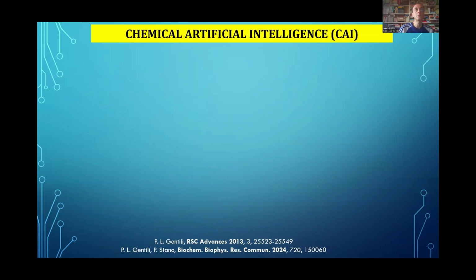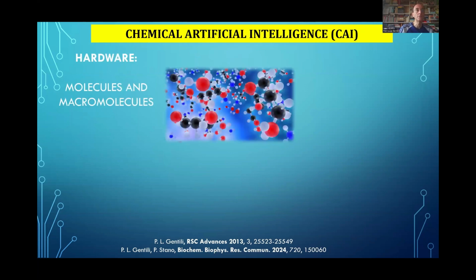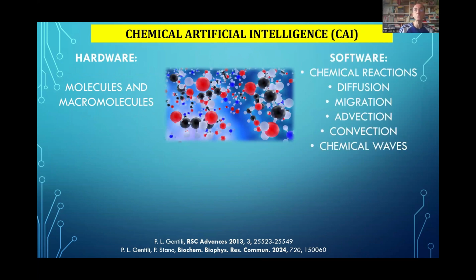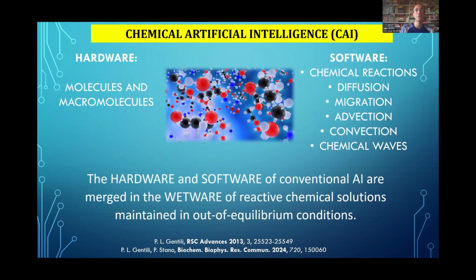Recently, a brand new strategy to develop AI has been proposed. It's the so-called chemical AI. It relies on molecules and macromolecules that operate as if they were hardware, but they are dissolved in liquid solutions where phenomena such as chemical reactions, diffusion, migration, advection, convection, and chemical waves can occur, and these phenomena operate as if they were software. In other words, the hardware and software of conventional AI are merged in the wetware of reactive chemical solutions, maintained in out-of-equilibrium conditions.